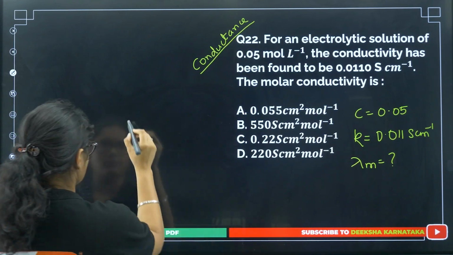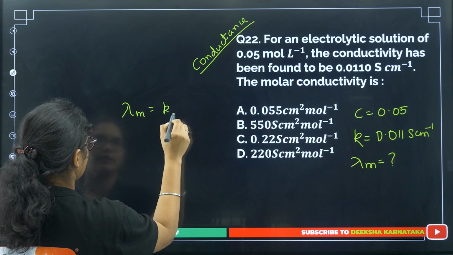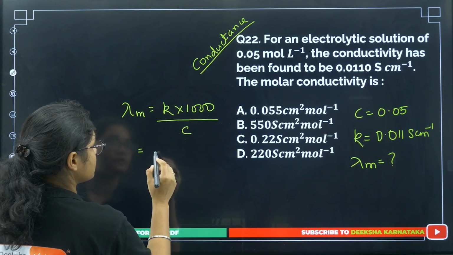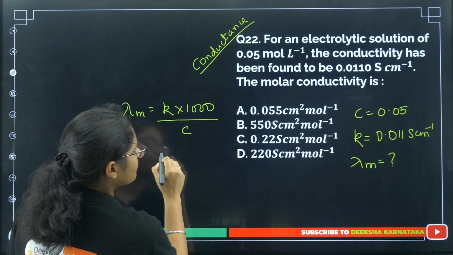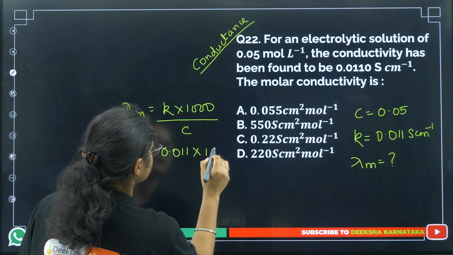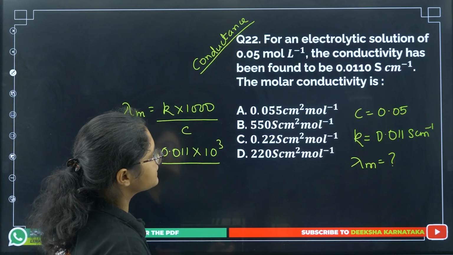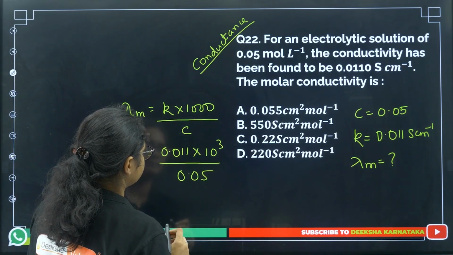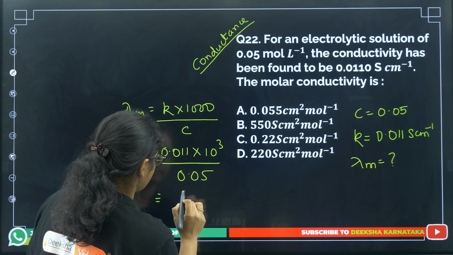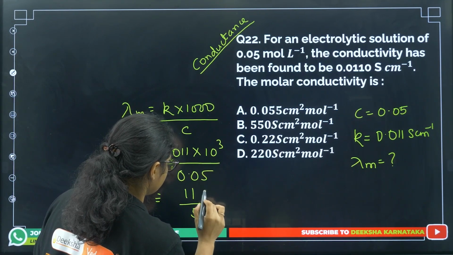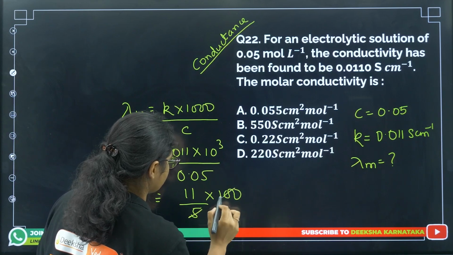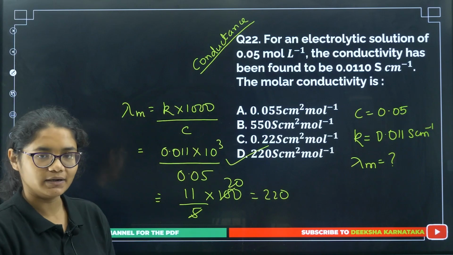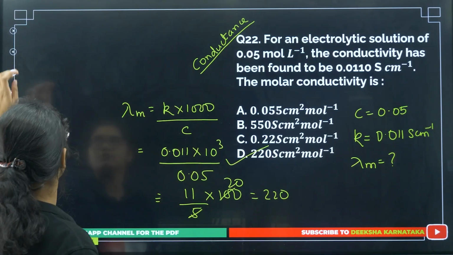So again this is a direct formula. The molar conductivity formula is kappa into 1000 by C, right? So kappa into 1000, what is the kappa value? 0.011. 1000 is 10 to the power of 3, and then the concentration is 0.05, right? So I can write this as 11 into 5 by 100. Five twenties are 100, so 220, right? So the correct answer for this question will be option number D. Again a very simple, direct formula based question.